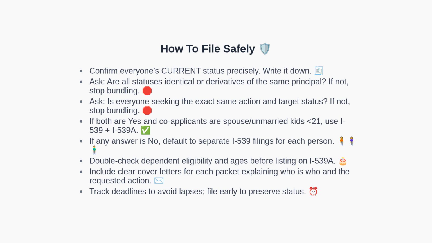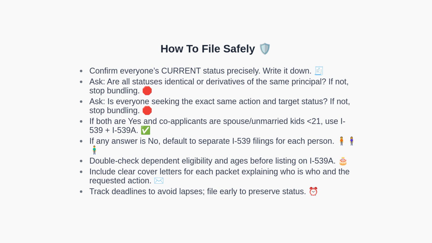Fourth, if both criteria are satisfied, and the co-applicants are the spouse or unmarried children under 21, then use one I-539 with I-539A supplements. Fifth, if any condition is not met, file separate I-539 applications for each family member.